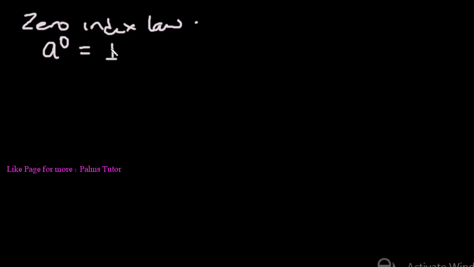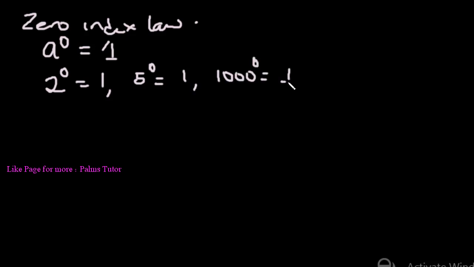So for this zero index law, any number raised to the power of 0 equals 1. So if I have 2 to the power of 0, the answer is 1. 5 to the power of 0 is 1. 1000 to the power of 0 is 1.